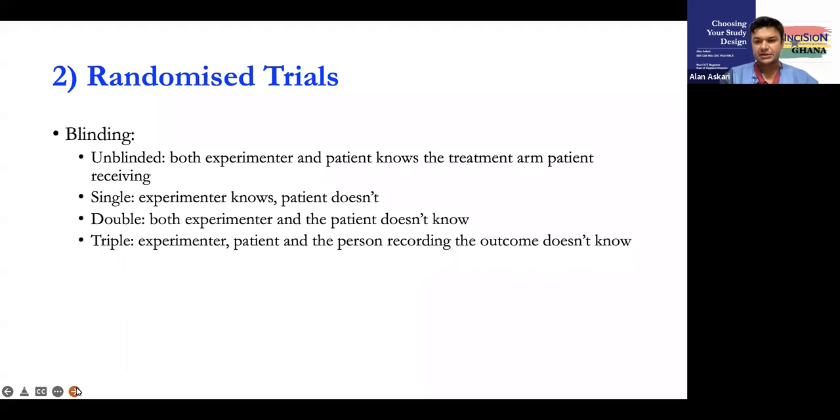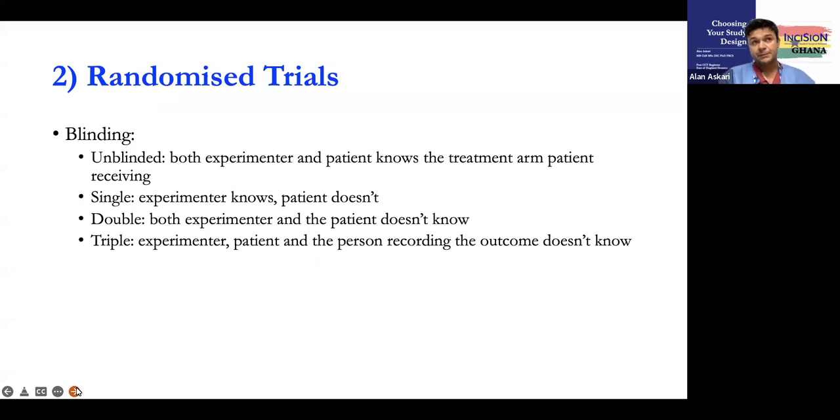Blinding. Another thing that randomized trials usually have is blinding. Blinding essentially means where one part of the experiment is unknown to either the patient or the experimenter. Now, unblinded is when both the experimenter and the patient know the treatment arm. So we recruit some patients and say, okay, we are going to be doing this treatment on you, and both myself as the experimenter and you as the patient know which pill you're having, which drug you're having, which treatment you're having. Single is when the experimenter knows.